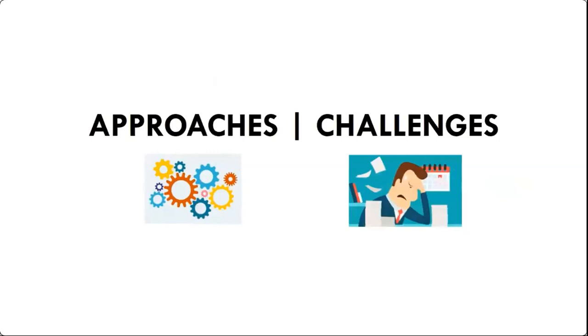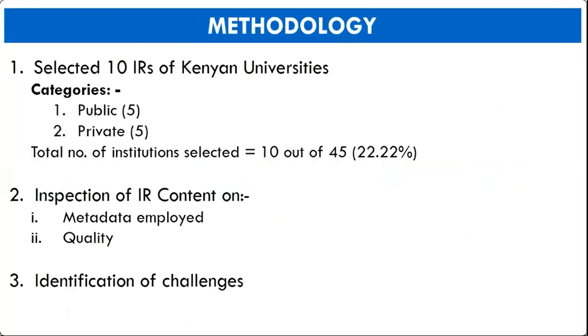So in terms of the approaches and challenges, we have different approaches and challenges by the various institutions. And in addressing them, this is the methodology that we adopted. We selected 10 institutional repositories of Kenyan universities. The categories were public and private universities, whereby we selected 5 from public and 5 from private, giving us a total of 10 out of 45 institutions that avail their information online on institutional repositories. That's a percentage of 22.22%. Then we proceeded to inspect the content of these repositories by looking at the metadata that has been employed and the quality of that metadata. And then we concluded with the identification of the challenges that these institutions are likely to face or are facing currently.